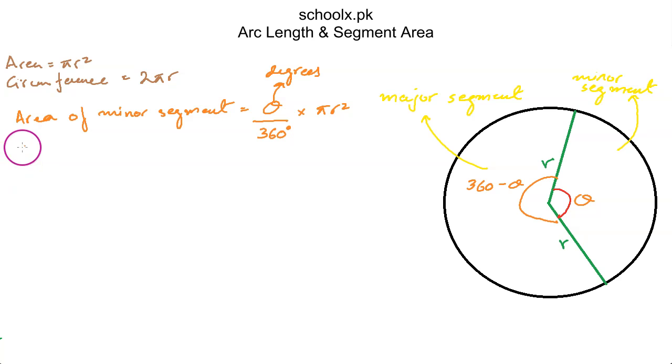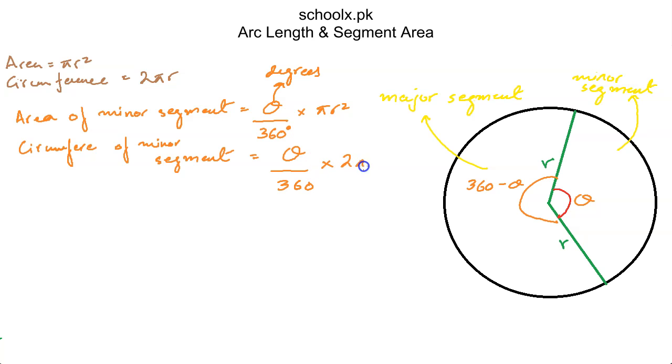Now if I want to find the circumference of the minor segment, I'll use this formula, theta over 360 into 2 pi r. So this will basically give me this arc length, right? This arc length is this portion of the circumference of the entire circle. This formula will give me this arc length, theta over 360 into 2 pi r.